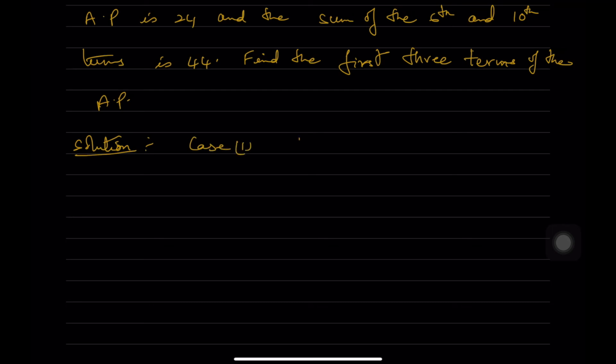Case 1, T4 plus T8 is equal to 24, which implies that A plus 4 minus 1 into D plus, the 4th term we wrote it as T4. We can write it as A4 also. We just wrote it in that way. A plus 8 minus 1 into D is equal to 24.